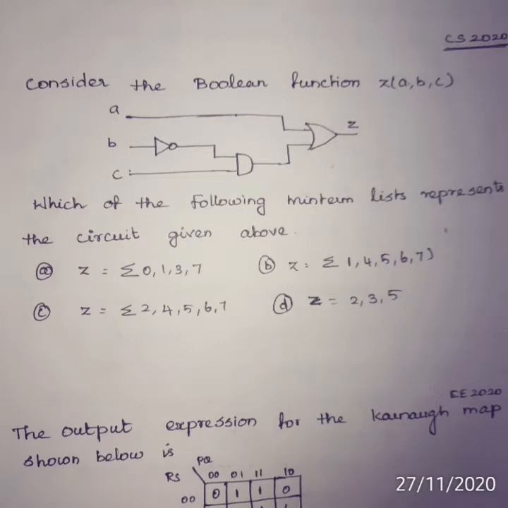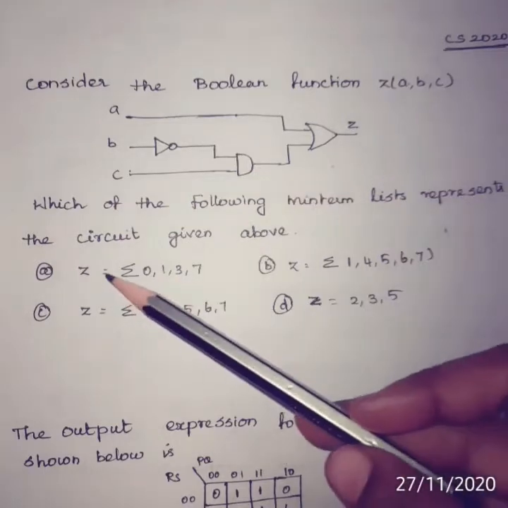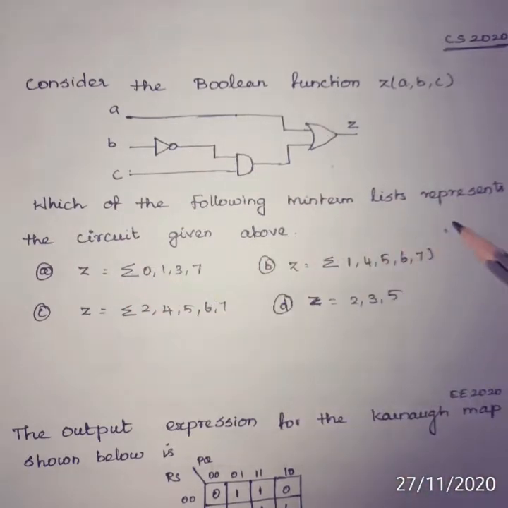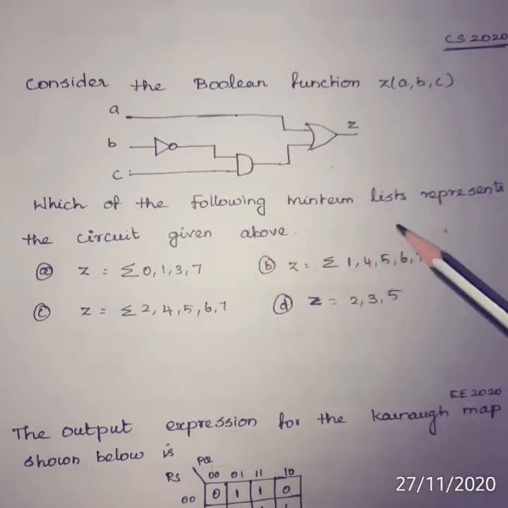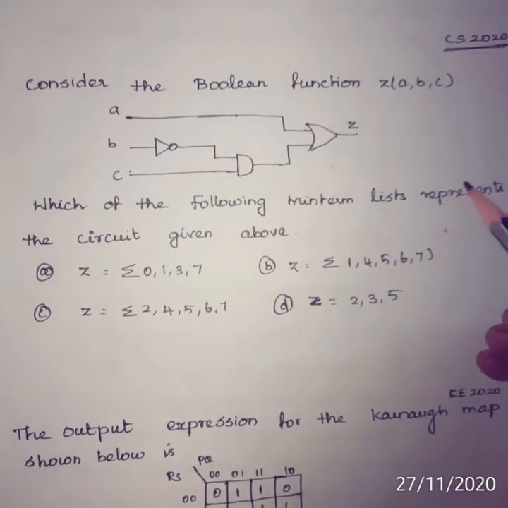Question: consider the Boolean function Z, which is a function of A, B, and C, and the logic diagram is given for that Z. We have to find which of the following minterm lists represents the circuit given above. So we have to find the list of minterms involved in this function Z. First we have to find the expression of Z.